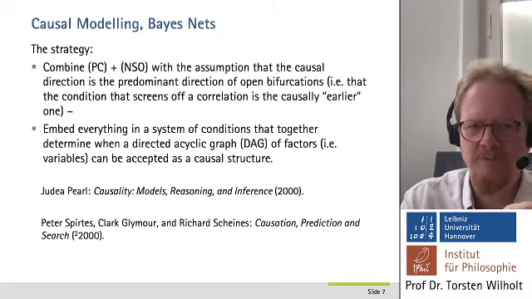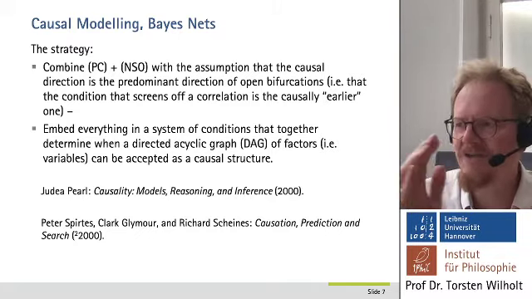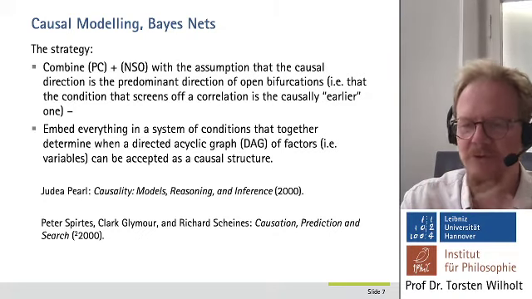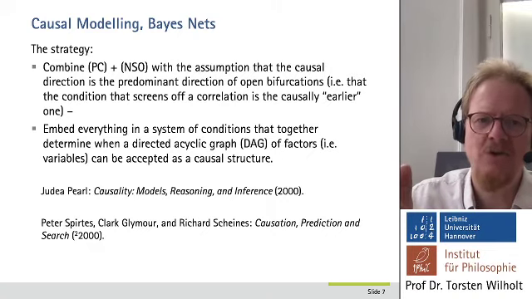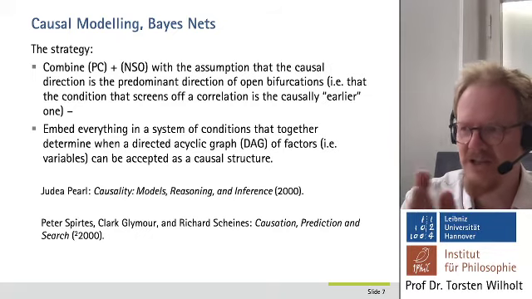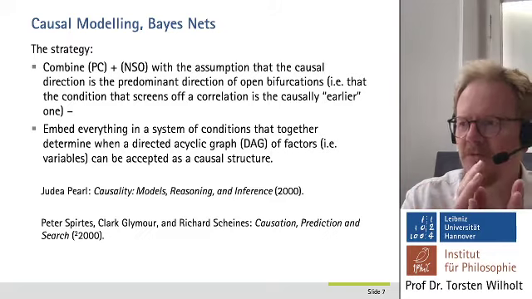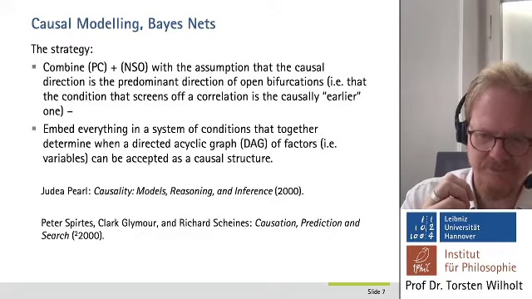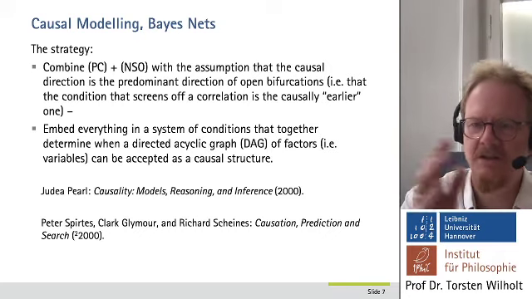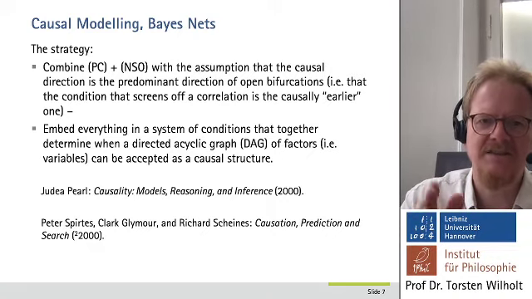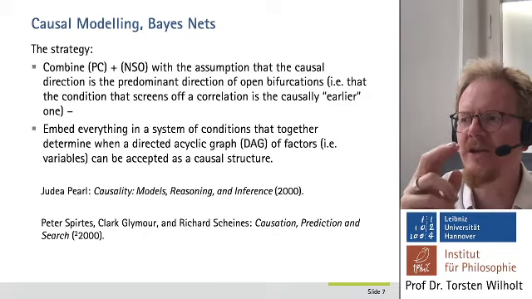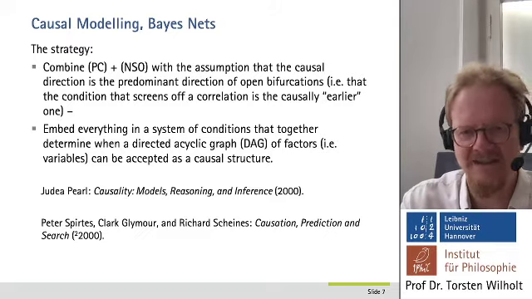Basically use the idea of probabilistic correlation and also the idea that no screening off is important for genuine correlations, and combine this with the assumption that the causal direction is the predominant direction of open bifurcations. So we predominantly have common cause structure, where one causal factor causes several others. And so the idea is that the condition that screens off a correlation is the causally earlier one. So that is on the cause side, not on the effect side.